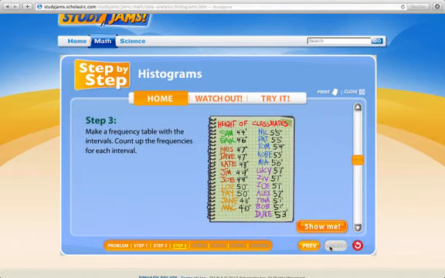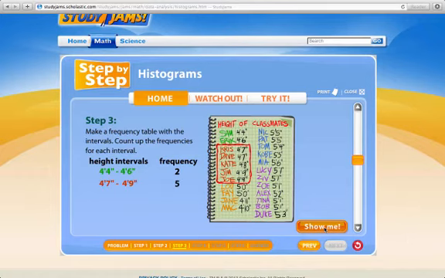Now we can make a frequency table with the intervals. Count up the frequency for each interval. Okay, so there are 2 people who fall in the first interval of 4 feet 4 inches to 4 feet 6 inches. 5 people who are in 4 feet 7 inches to 4 feet 9 inches. 4 people who are between 4 feet 10 inches and 5 feet. 7 people who are in 5 feet 1 inch to 5 feet 3 inches. And 5 people who are in the 5 feet 4 inches to 5 feet 6 inches interval.